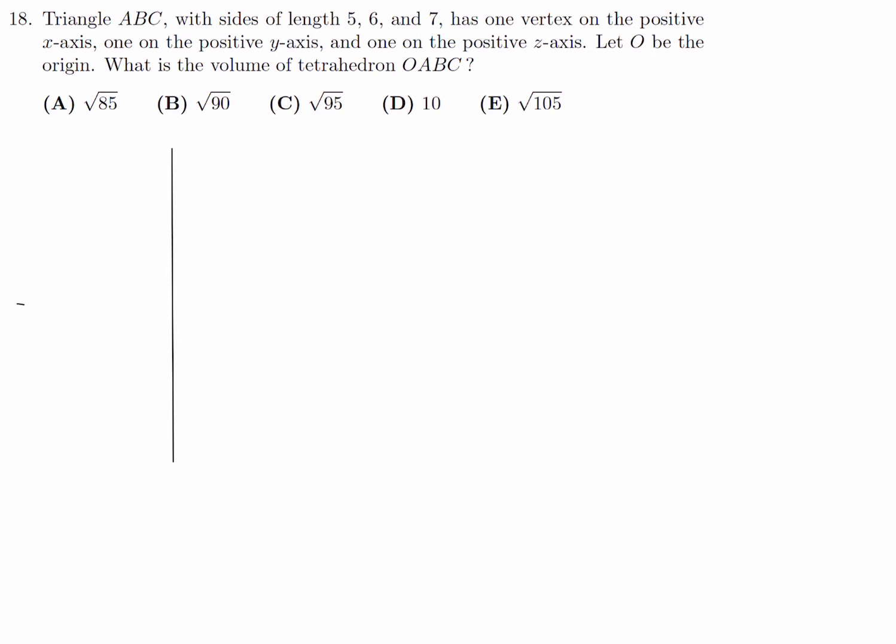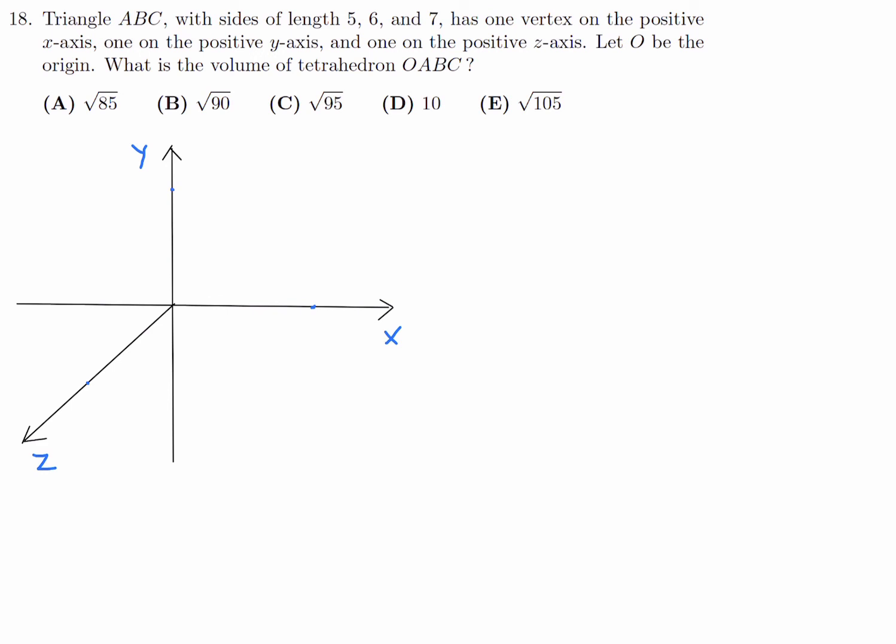We've got y, x, and our z-axis out here. Okay. And then let's draw in our coordinates. That's x, that's y, and this is z. And they're saying that one vertex is on the x-axis, one is on the z-axis, and one is on the y-axis.